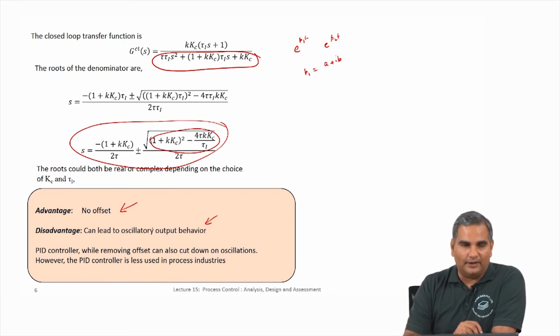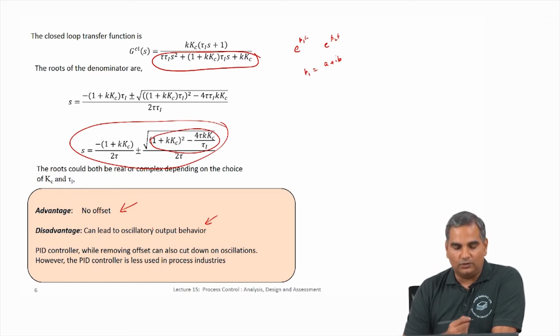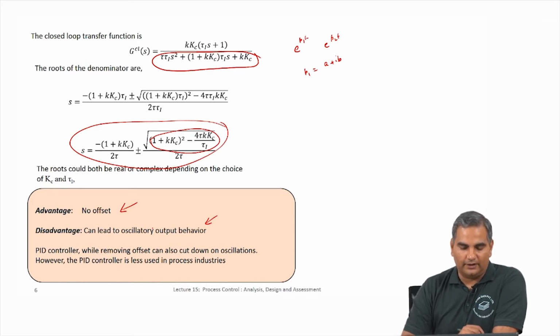Now, it is also important to understand that it is not necessary that a P controller will never introduce oscillations. That is not what we are claiming here. P controllers can also introduce oscillations. The way you have to figure out whether oscillations will be there or not is very simple. This is something that we have already discussed in a previous lecture. All you need to do is look at the roots of the denominator polynomial of the closed loop transfer function, and if the roots are real, then you are not going to have oscillatory behavior, but if the roots are complex, then you will have oscillatory behavior.